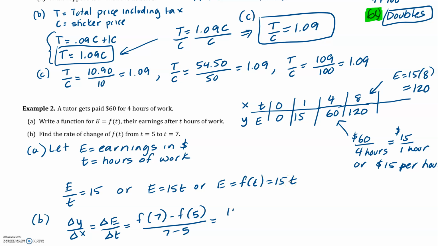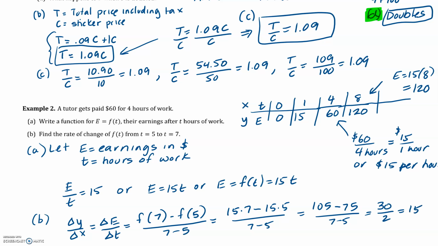F of 7 would be 15 times 7, minus f of 5, which would be 15 times 5, which, by the way, would be 105 for 15 times 7, and 15 times 5 is 75. And then we'd have 7 minus 5, which is 2. So it looks like the answer is 30 over 2, which is 15.